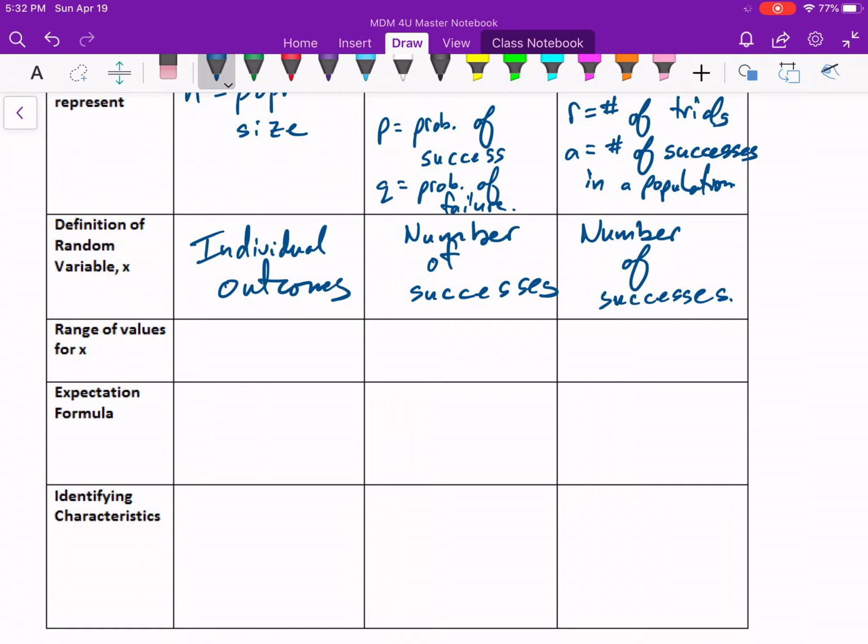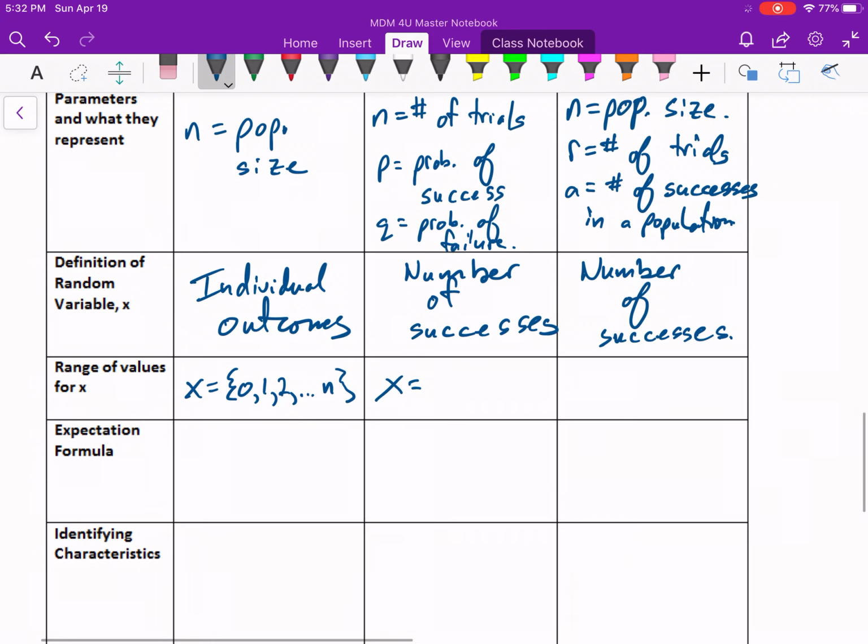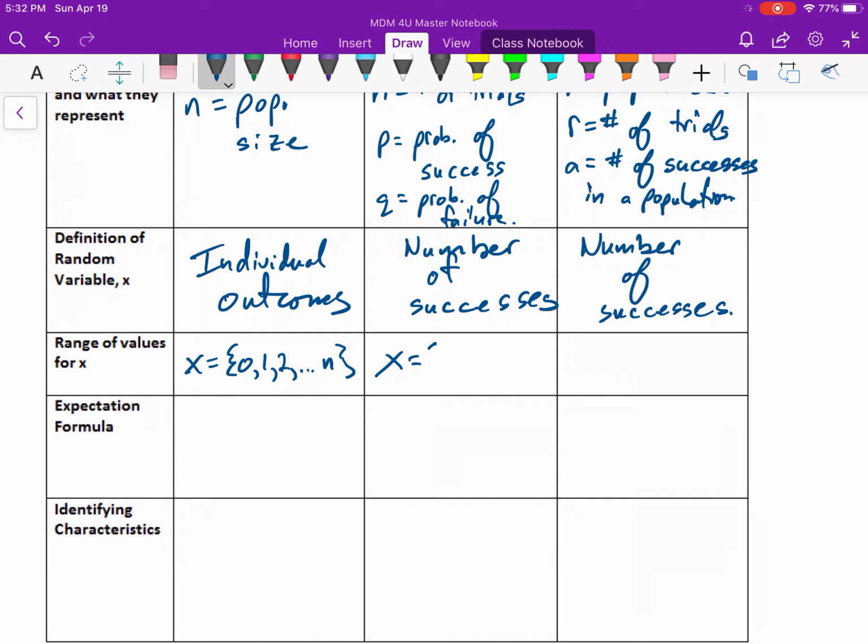The range of values for x, for a uniform distribution, the range of values goes from 0 up to n. And that is likewise the range of values that we can have for the binomial distribution. Remember, again, n is the number of trials, so anywhere from 0 up to the number of trials. In hypergeometric, the number of trials is r, so that means that we change our range of values and go from 0 up to r in this case.